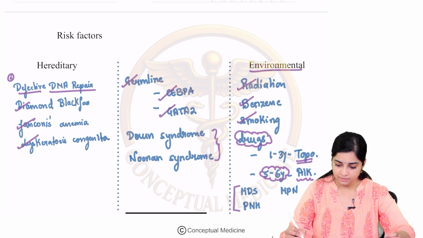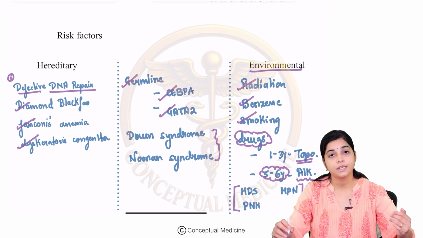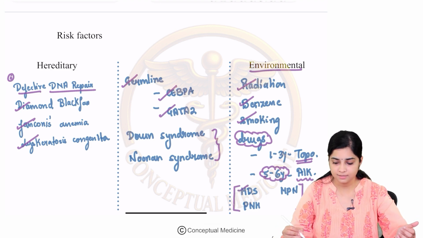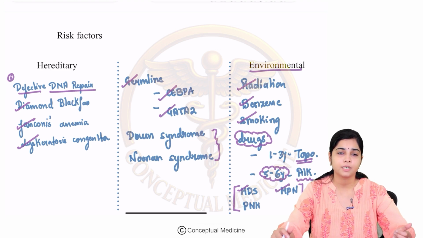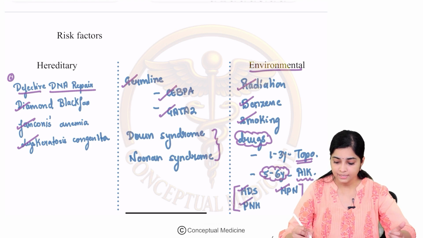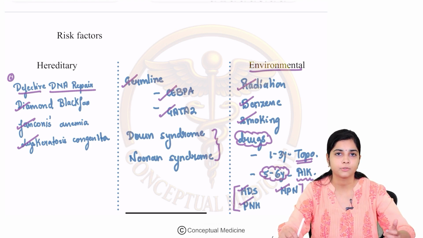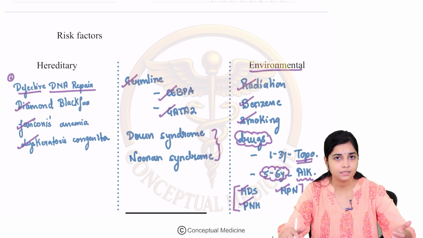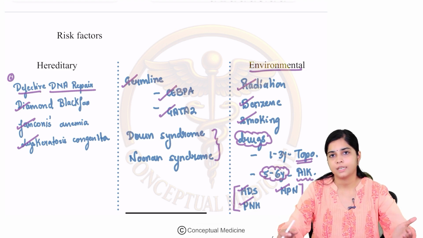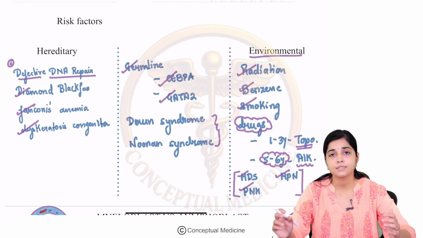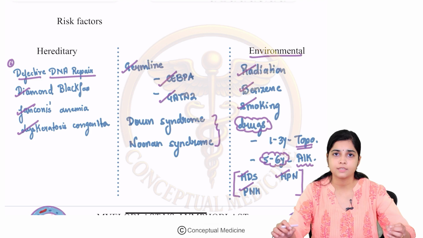Apart from that, certain hematological conditions in themselves can predispose to a secondary AML, which include myelodysplastic syndrome, myeloproliferative neoplasms like polycythemia vera and essential thrombocytosis, and even paroxysmal nocturnal hemoglobinuria. We have learnt in the PNH chapter that PNH can be associated with aplastic anemia, and sometimes it can progress to a secondary AML as well. So, this is about the important risk factors associated with AML.